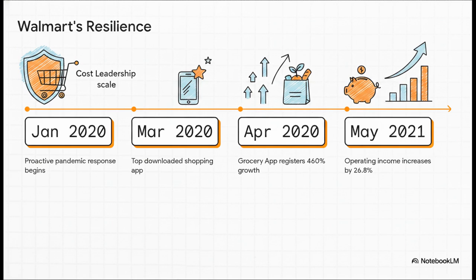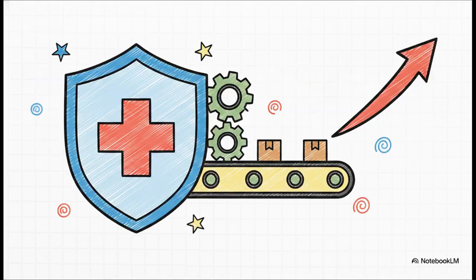By March and April of 2020, data showed their shopping app was literally the top downloaded app in the country. Their grocery app saw a mind-blowing 460% growth in average daily downloads by April, and by May 2021, their operating income had surged by nearly 27%. That's wild. So how on earth did they pull that off?